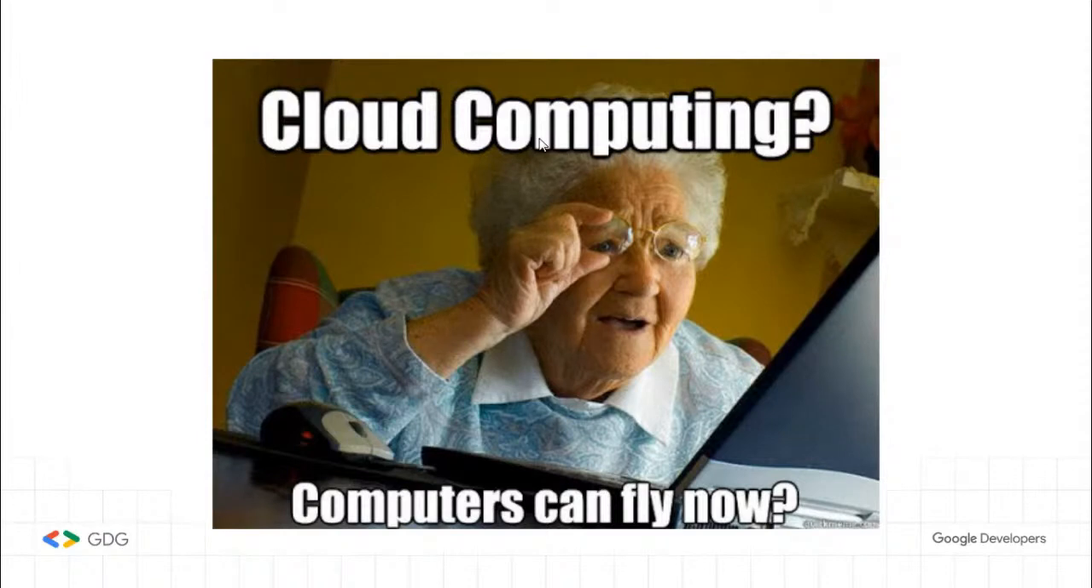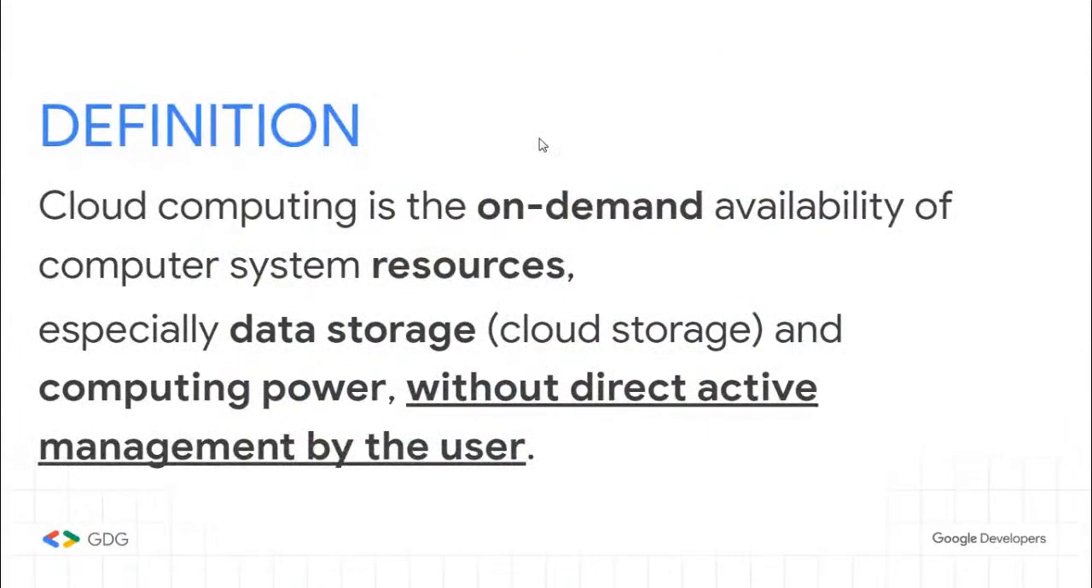So let's start. Cloud computing, if we take the Wikipedia definition, is computing on demand: availability of computer system resources, especially data storage, cloud storage, and computing power, without direct active management by the user. We are going to explain this. This is something in English. Don't worry about it. We are going to give examples by image so you can understand maybe 70% of those concepts.